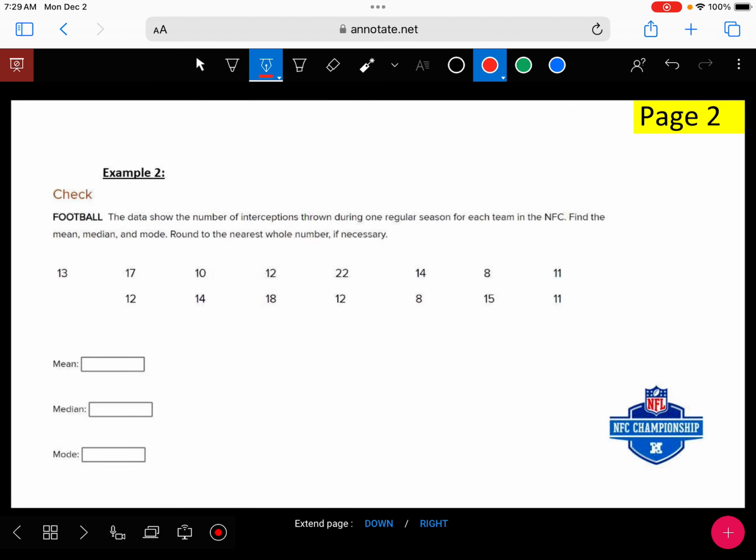So now we got a much longer list of terms. So we started off pretty easy. So pick up your calculator. This is the number of interceptions thrown during one regular season for each team in the NFC. We're going to find the mean, the median, and the mode, and then we're going to round it to a whole number. So pick up your calculator, and I want you to add all of these numbers together.